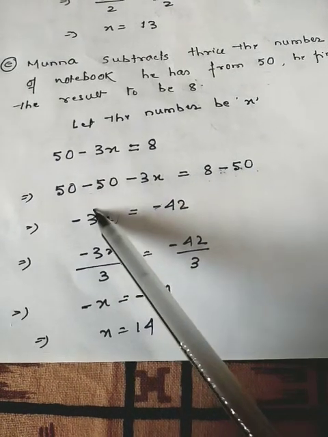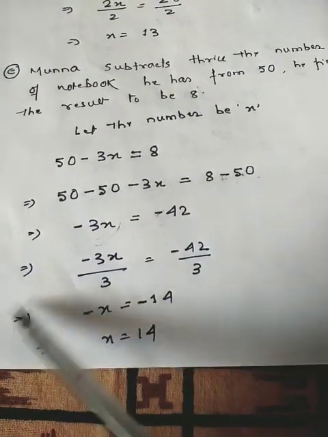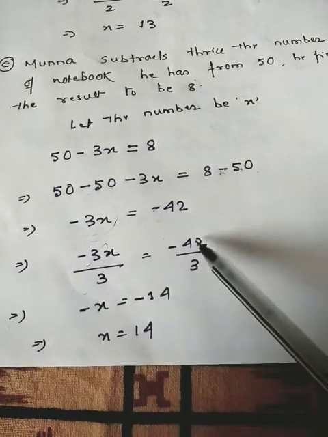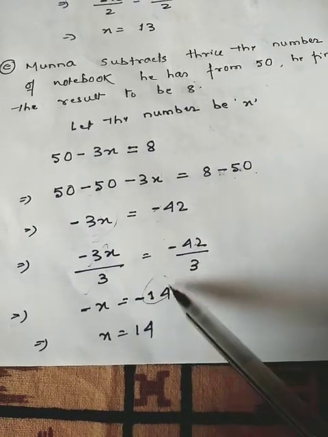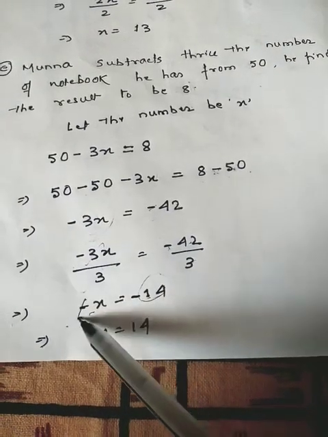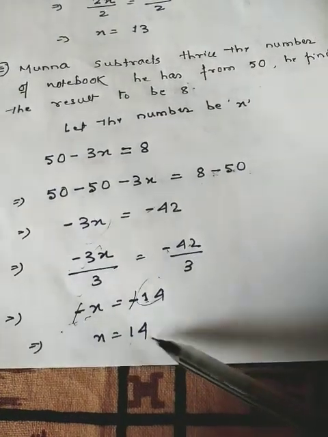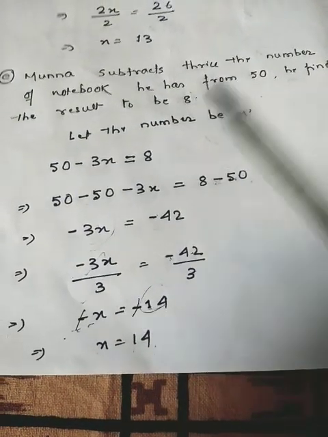Now, you have to remove this 3, isn't it? So you have to divide by 3. The same thing you have to do on the right hand side. So this 3 would be cancelled. 42 divided by 3 would be what? 14. The minus sign would be there. Now if both sides are carrying the minus sign, then you can cancel this minus sign. Okay. So x equals 14. So your required number is 14.